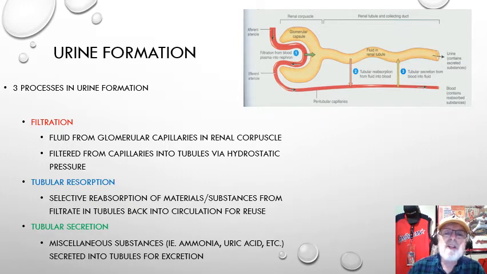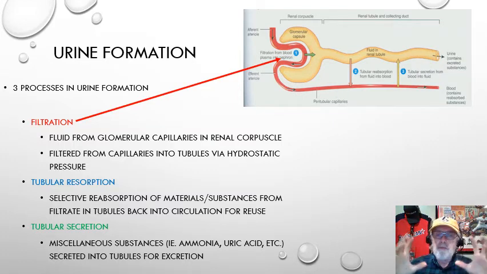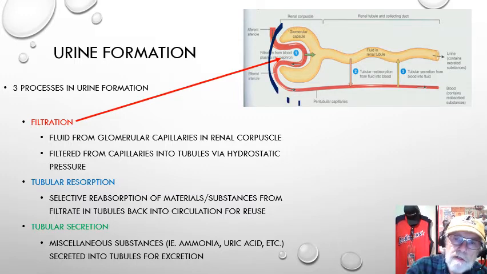So filtration. When we talk about what happens in filtration, fluid from the glomerular capillaries in that renal corpuscle, because of the pressure in the capillaries, is filtered from the capillaries into the tubules basically by hydrostatic pressure. Again, the pressure inside the capillaries is high. Why? Because the efferent arteriole is smaller than the afferent arteriole. So that's where filtration occurs, in that area of the glomerulus, which would be this area right here.